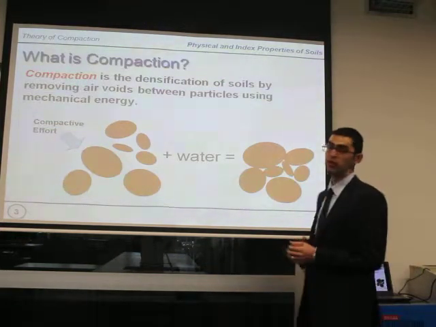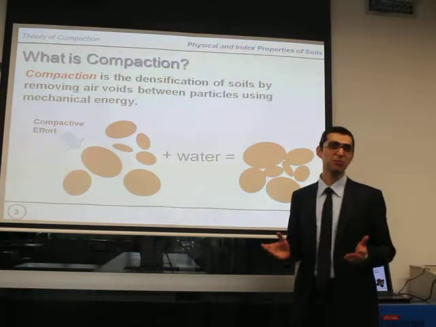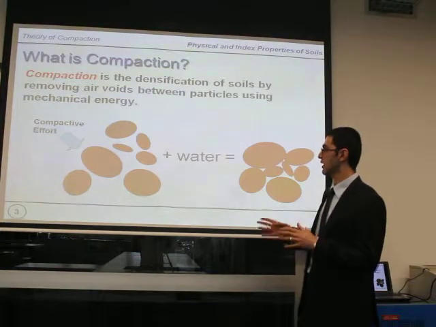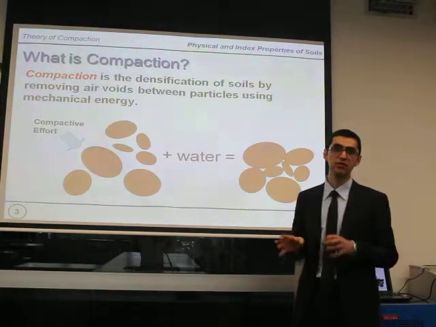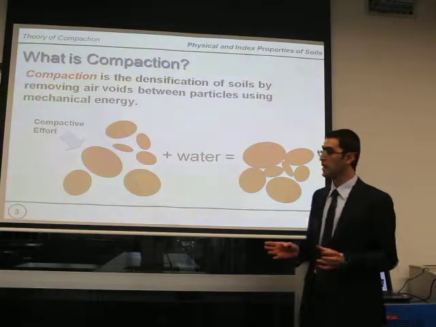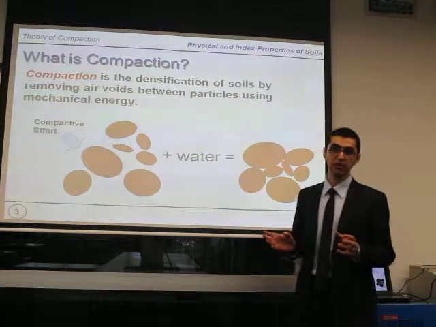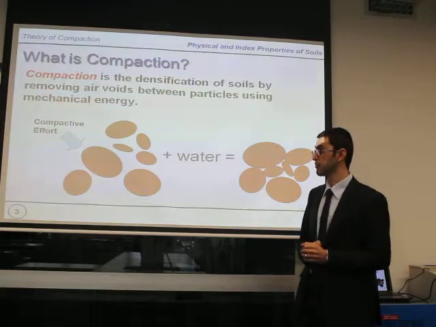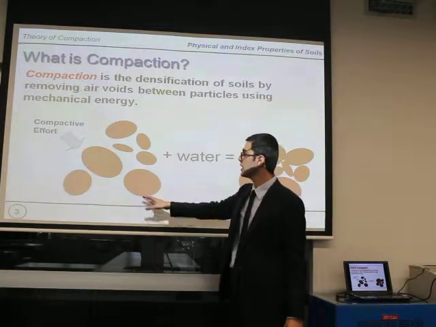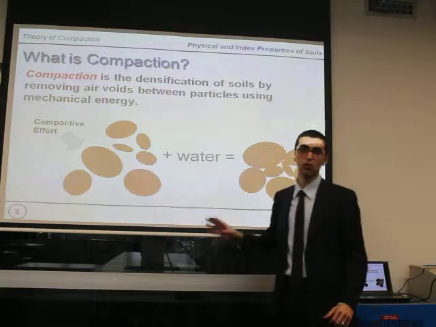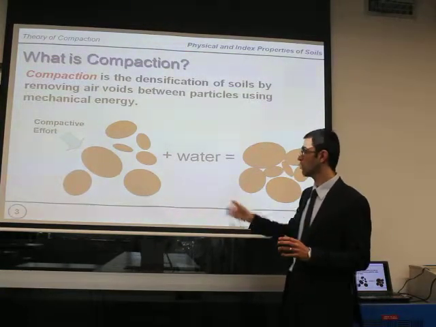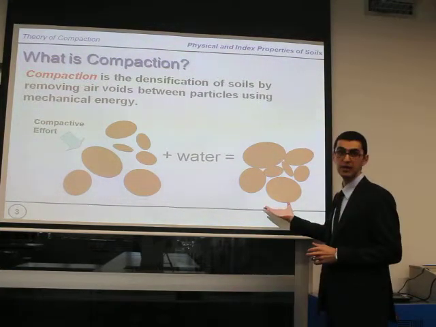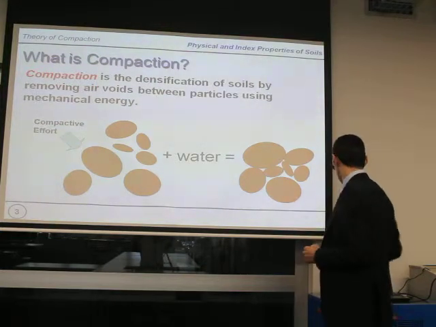So let's start with the question, what is compaction? By definition, compaction refers to a process in which we push the soil particles into a denser configuration by removing the air voids between the soil particles and applying mechanical energy. As you can see, initially the volume of voids between the particles is quite large, but by adding some amount of water and applying mechanical energy, we will be able to have a denser and more compact soil.